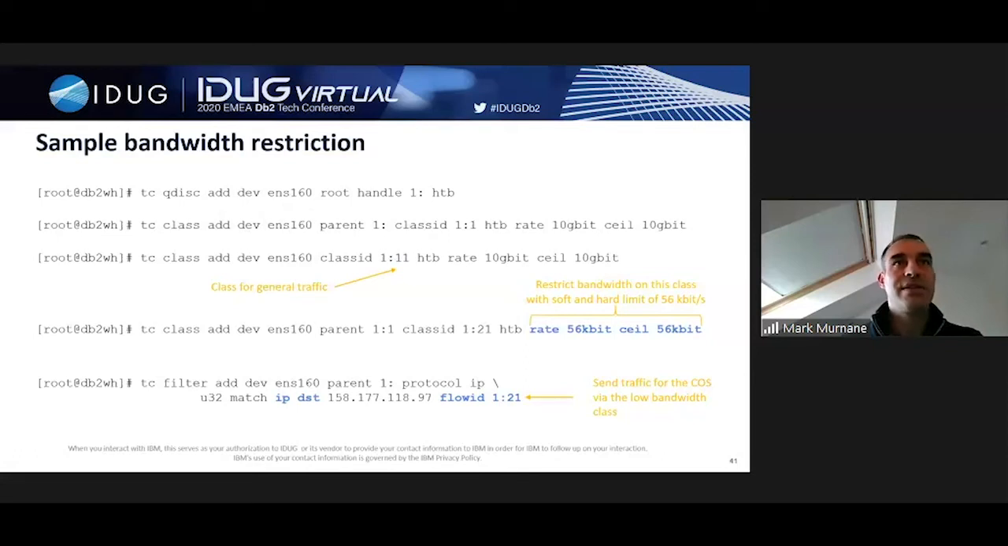This queue disk is being applied to the root of the network interface, and we're going to give it a name or a handle by which we can refer to it, which is 1. And we are creating an HTB queue disk with no other options. We don't need to specify other options here because what we intend to do is to actually specify limits elsewhere.